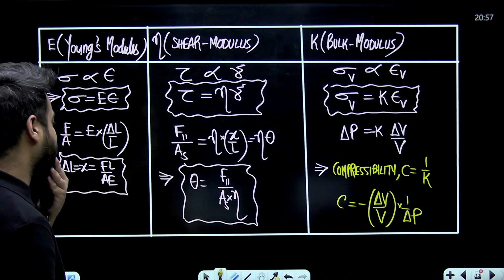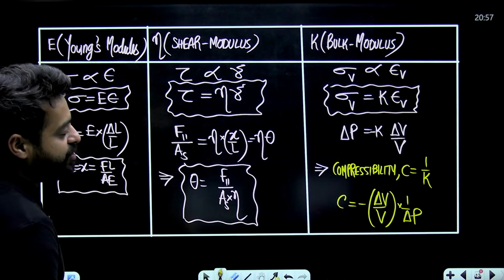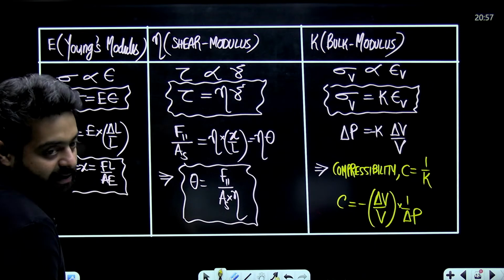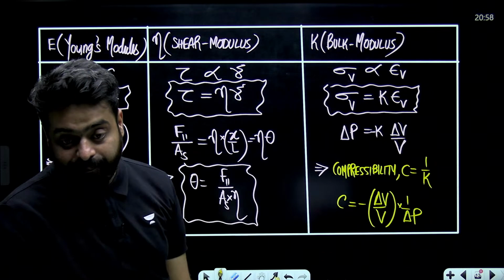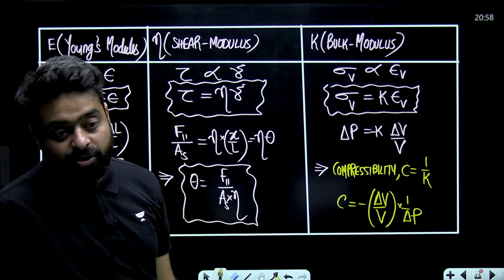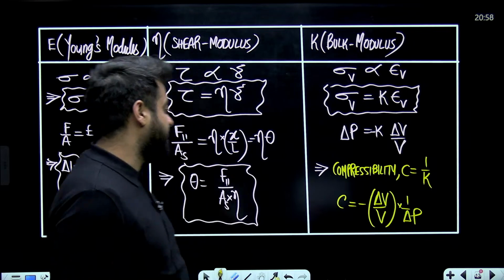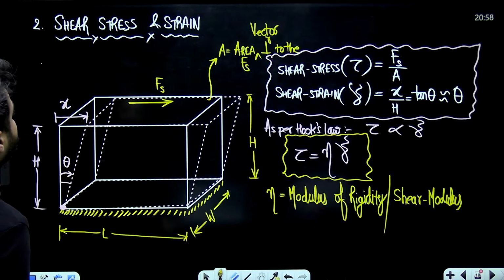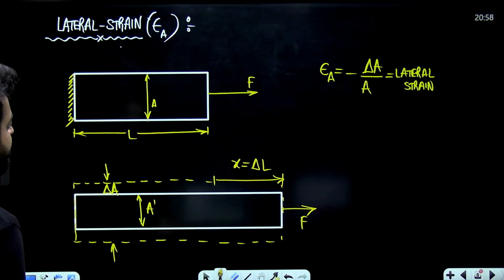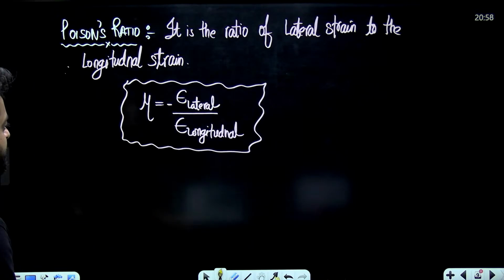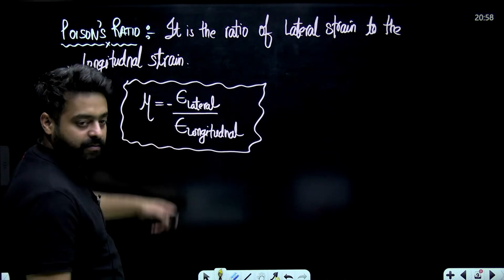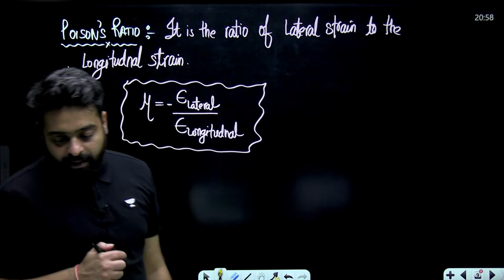And there's Poisson ratio also. Okay, Poisson ratio is what? Lateral by longitudinal. And they can ask you Poisson ratio directly. Why is the minus sign there in Poisson ratio? Because if you increase the length of any body, the area will decrease, obviously. That's why the minus sign is there.